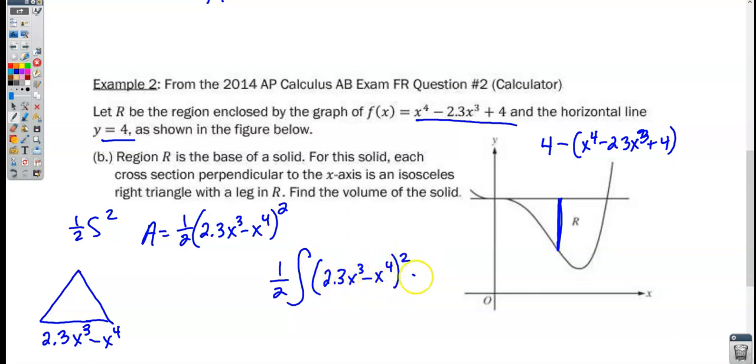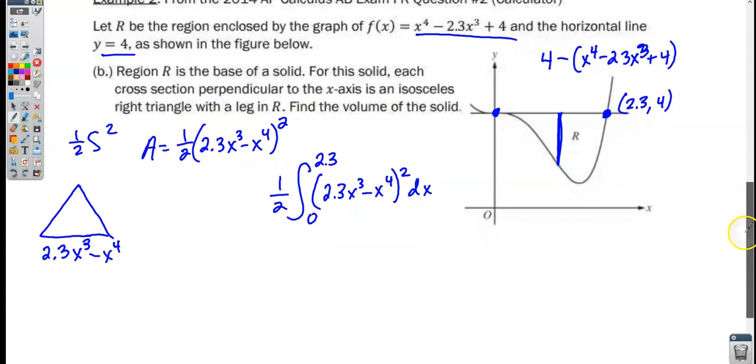So I set up my integral, 1/2 times the integral of 2.3 x cubed minus x to the 4th, quantity squared, dx. I need my limits of integration. It starts over here at 0 and goes to this point here. If you don't remember, this point was 2.3 comma 4. You can find that by just graphing the curves and finding the intersection. And so there's my upper limit of integration.